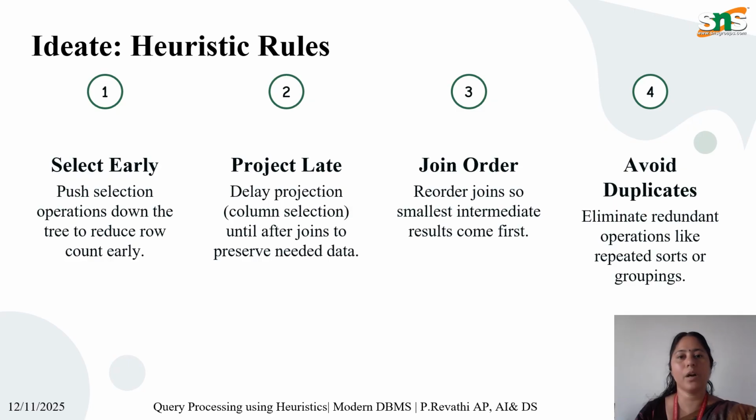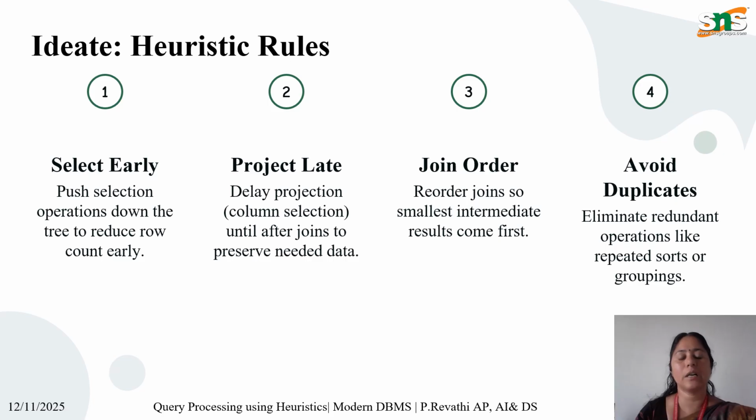To solve this, we apply heuristic optimization, a set of logical rules that transform a query into a more efficient version without changing its result. Let's look at the main heuristic rules one by one. First one is select early. Push selection conditions closer to the base tables. This reduces the number of rows early in the query process.